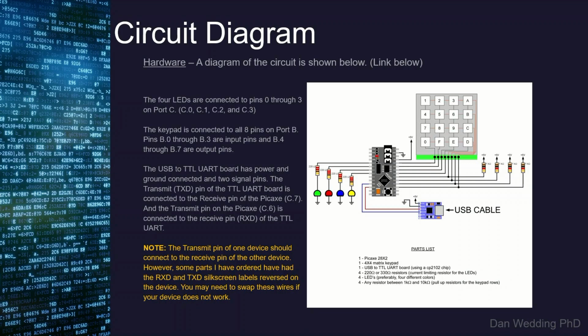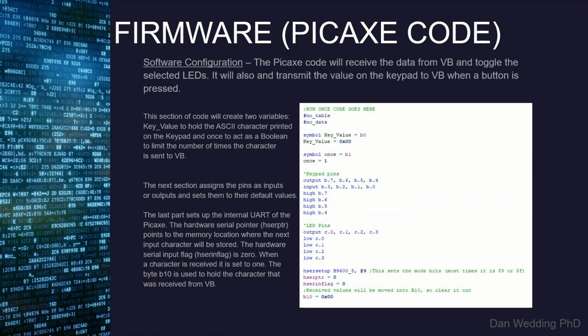Note: the transmit of one device should connect to the receive pin of the other device. However, some parts I have ordered have had the RxD and TXD silkscreen labels reversed on the device. You may need to swap these wires if your device does not work. The Picaxe code will receive the data from VB and toggle the selected LEDs. It will also transmit the value on the keypad to VB when a button is pressed.